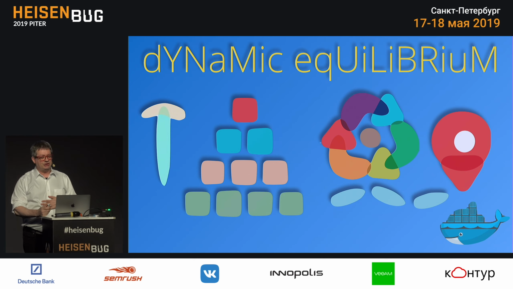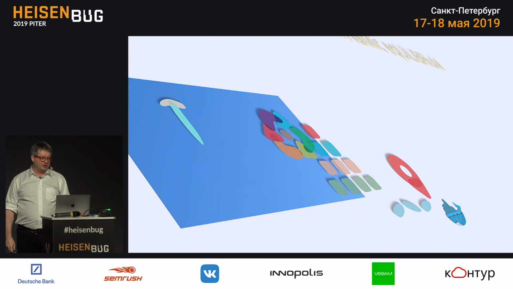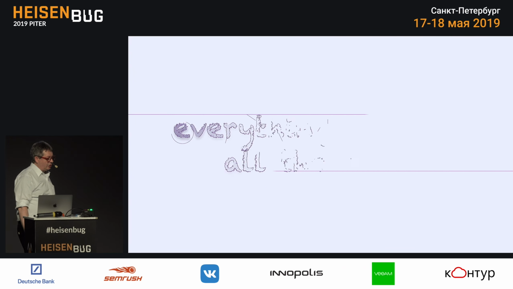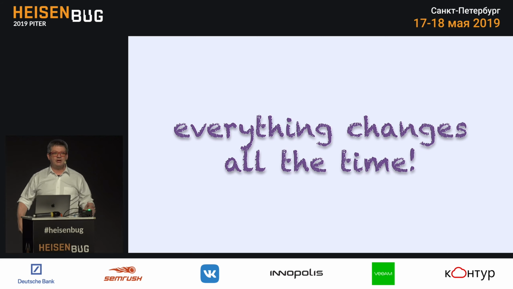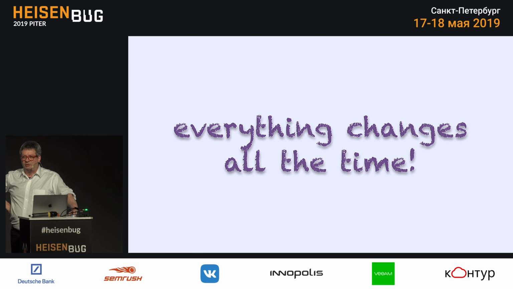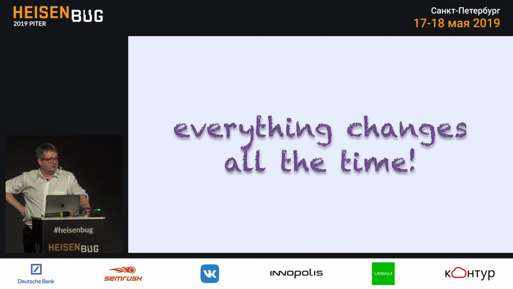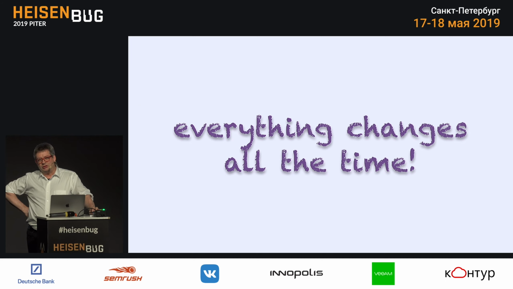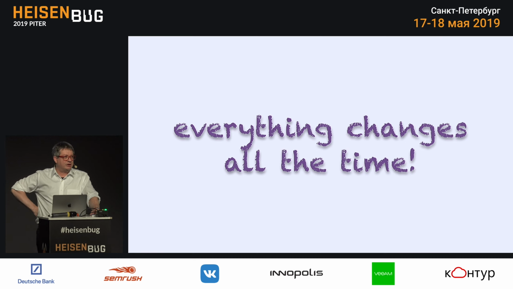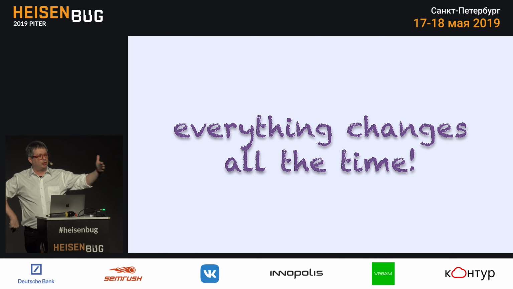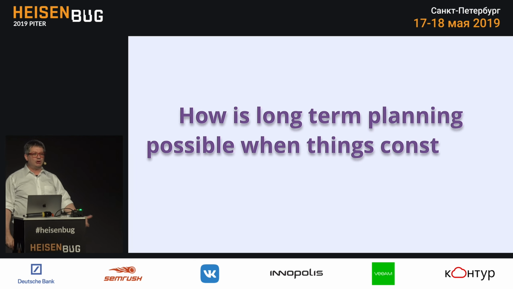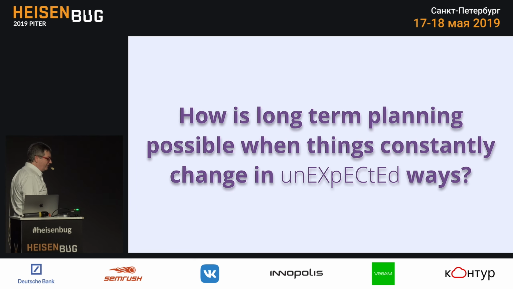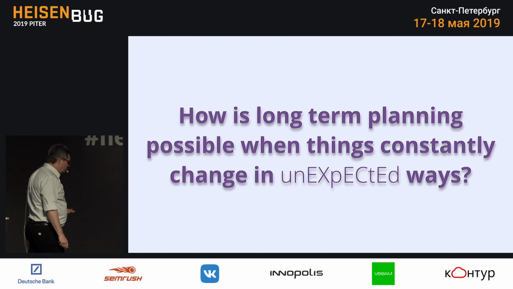And this is an interesting problem in software because it doesn't take a very good observer to realize that everything changes all the time in our world. All you have to do is look at the JavaScript world to see how fast the rate of change is. And it's not slowing down, it's speeding up. But this is a real problem for some roles like architects, because some architects are expected to do long-term strategic planning. But how is long-term planning possible when everything changes constantly in unexpected ways?